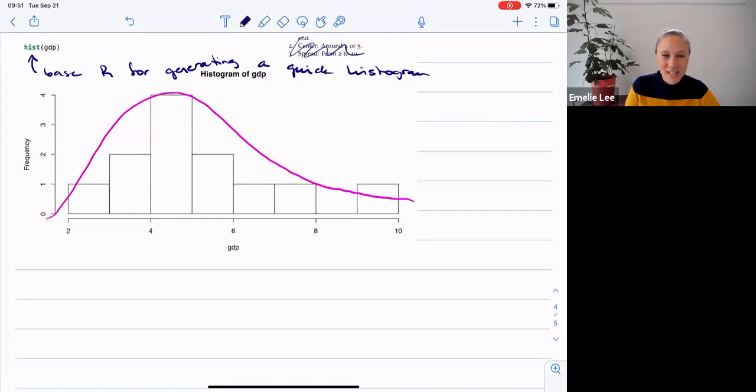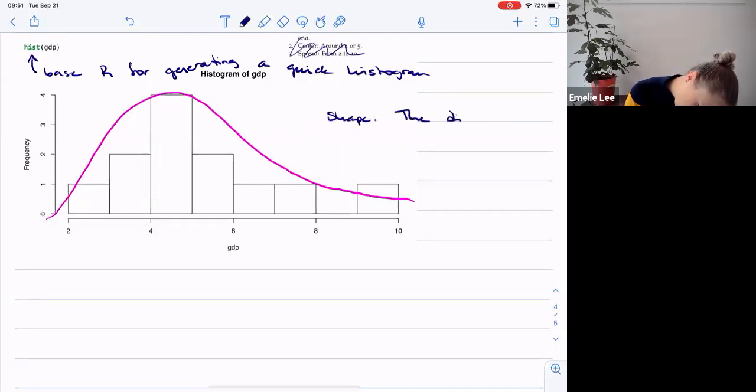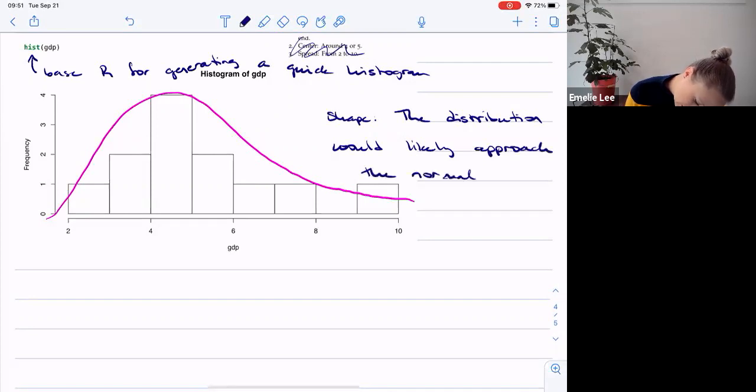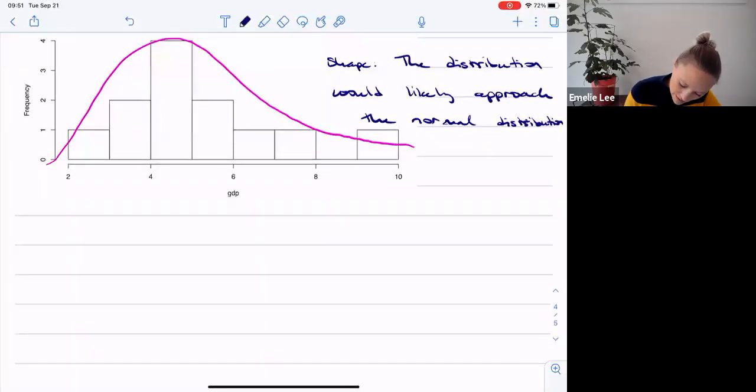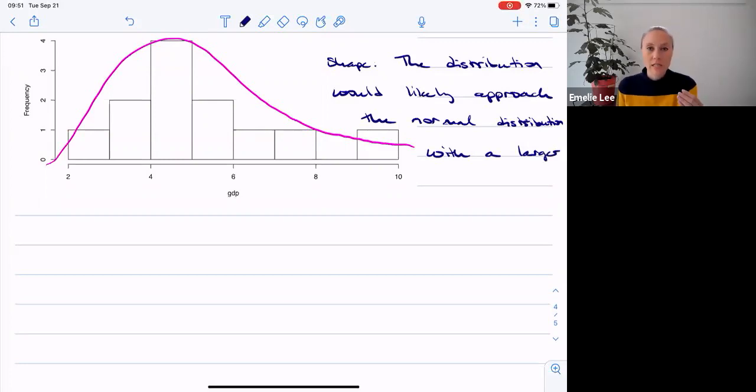So the distribution would likely approach the normal distribution with a larger data set, right? So if a larger data set were collected, it would likely approach a normal distribution. Remember, we're trying to push for a normal distribution. So whatever you need to do, with a larger data set.